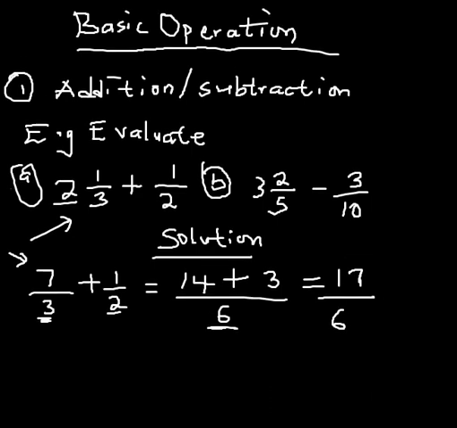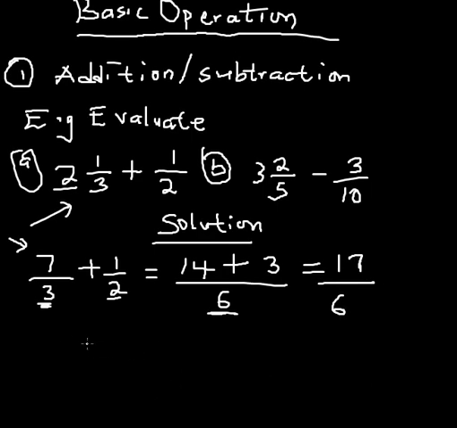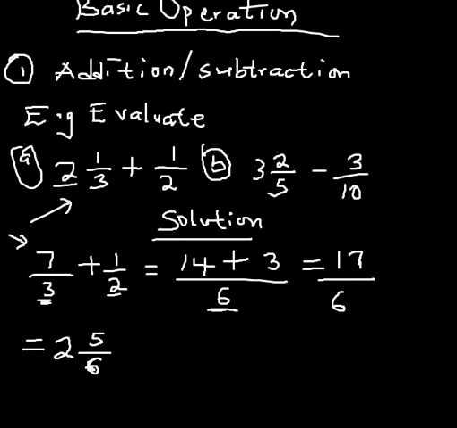Now I have to break this down. 17 divided by 6 will give me 2 whole number, right? And the remainder is 5. So with remainder 5, 2 whole number, then 5 all over 6 is the answer to this particular question. All right, so let's proceed.